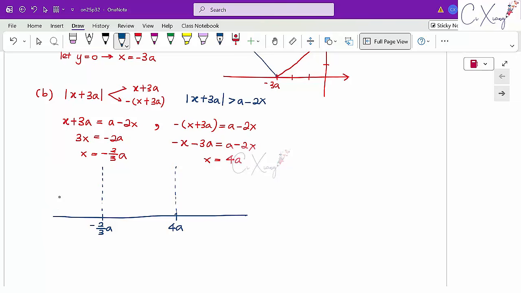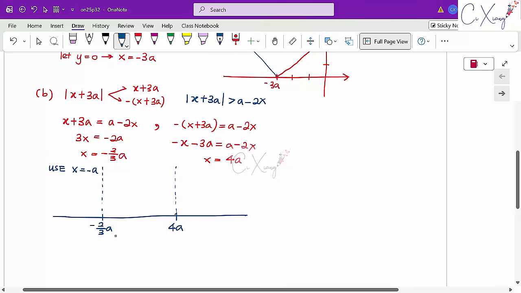We try to use any value of x that's smaller than negative 3 over 2a. So maybe for me, I'm using x equals negative a here, because negative a is smaller than negative 2 over 3a, right? I substitute x into this inequality, then I try to compare. So negative a plus 3a, you're having 2a, right? So modulus 2a greater than a minus 2 multiplied with negative a. So you're having a plus 2a, eventually you get 3a.